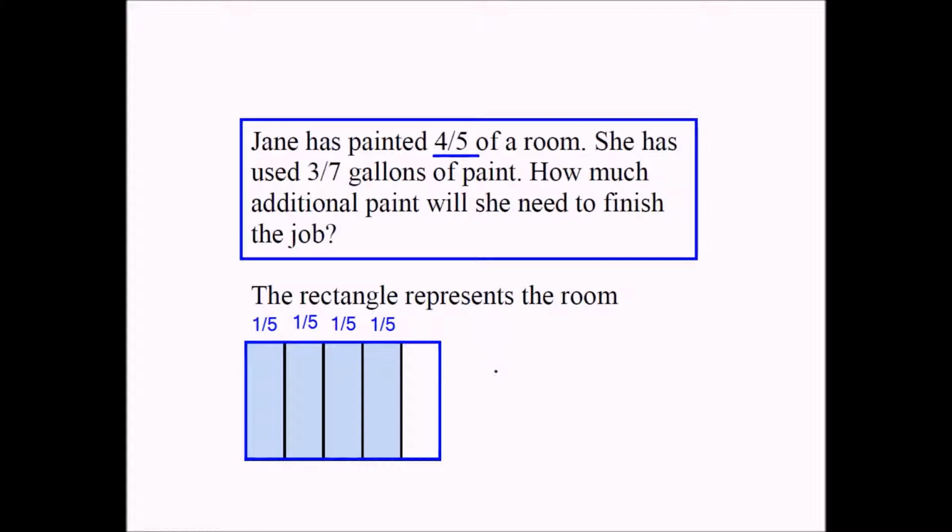Now, we'll transfer to 3/7 gallon of paint. So how do we handle this next fraction? She has used 3/7 gallons of paint. So we are being told this blue shaded region represents 3/7 of a gallon of paint. That tells me that I want to split the entire blue part into 3 equal parts.